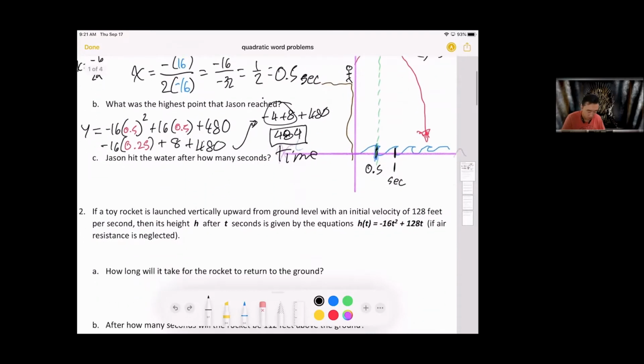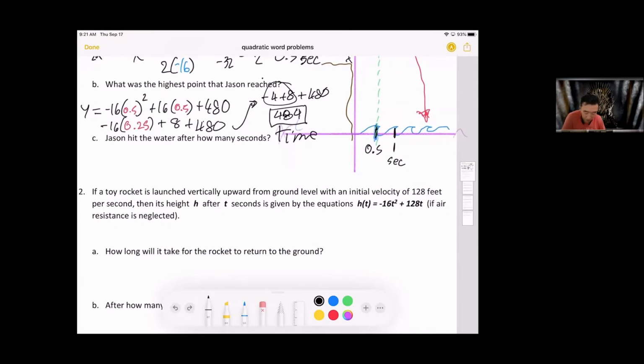Oh, two fingers. Jason hit the water after how many seconds? So it's asking you for the time that Jason hits the water. Now, do you remember what we call these right here, the x-intercepts? The roots. And you guys should know how to find the roots by now. Quadratic formula. Okay, so even though it's going to be very nasty, we've got to find the roots, okay? So let's go ahead and find the roots.